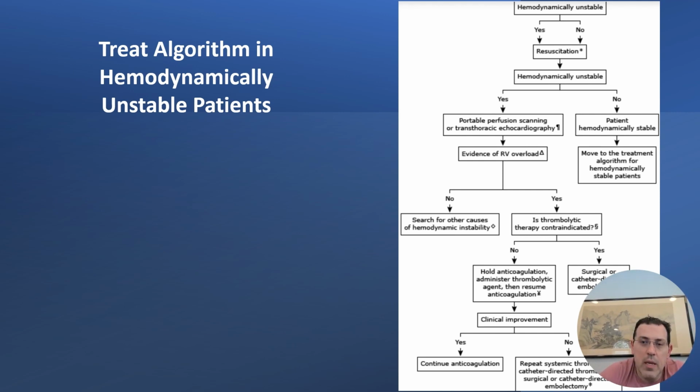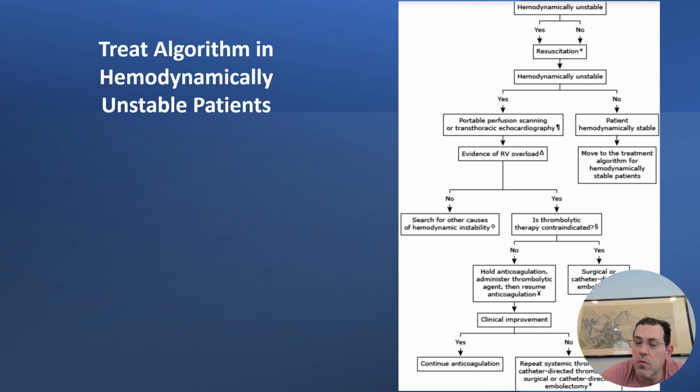However, if the patient remains hemodynamically unstable, well, that's where we have to do bedside echocardiography assessment because they're too unstable to go to the CT scanning. And we're going to look for evidence of right ventricular overload. And if we don't see that, then we can pretty much rule out PE at that point in time, and we have to look for other causes for the patient's hemodynamic instability.